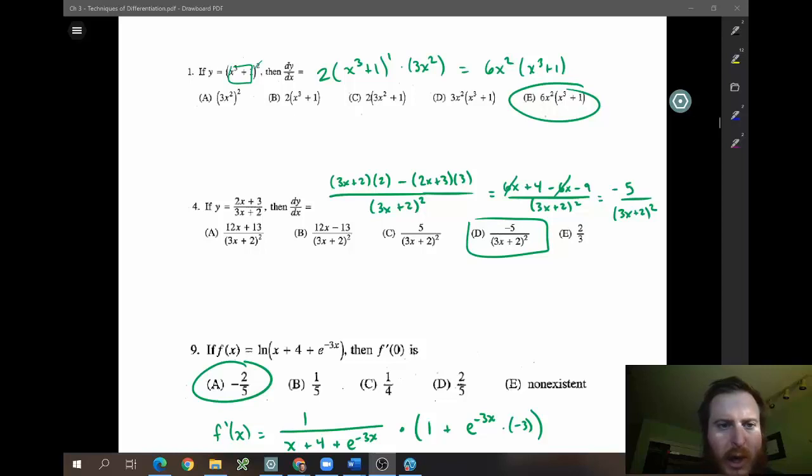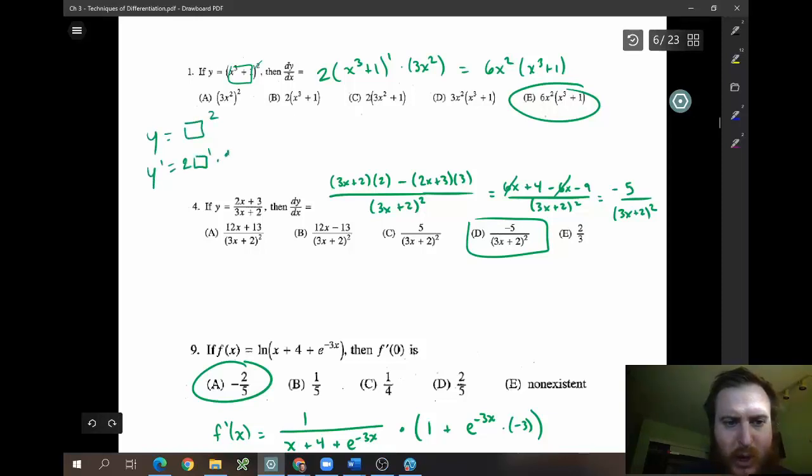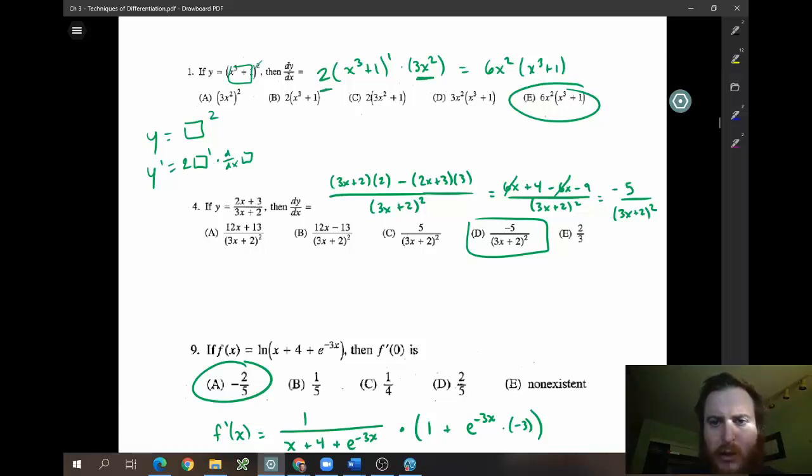And so we just take that outside 2 term and it's kind of like having y equals box squared. So the derivative would be 2 times the box to the first power times, and then we chain it, the derivative of the box. So we got 2 times (x cubed plus 1) to the first power, and times the derivative of the inside, which was 3x squared. You always want to multiply your outside terms. So we get 6x squared times (x cubed plus 1), which was e.